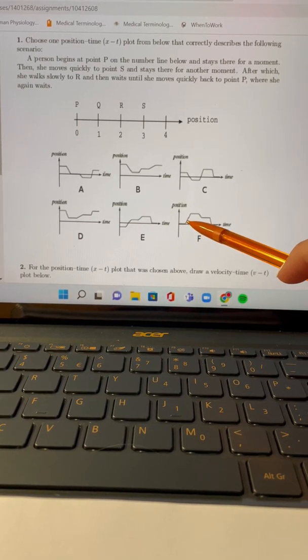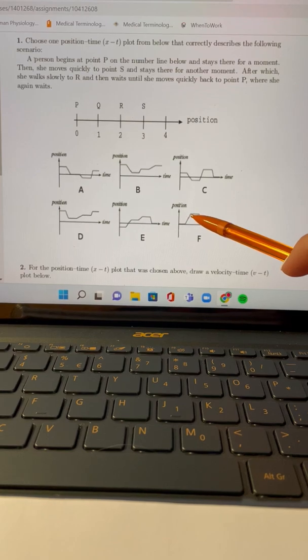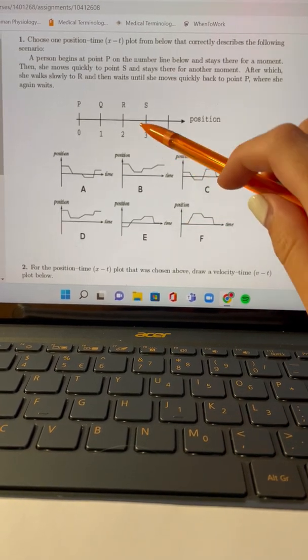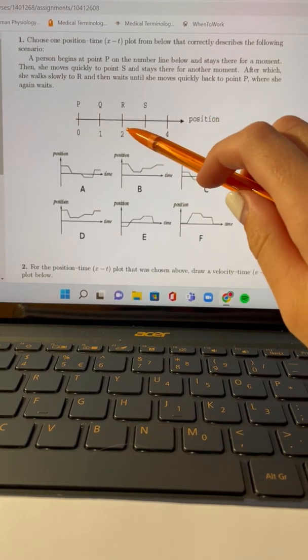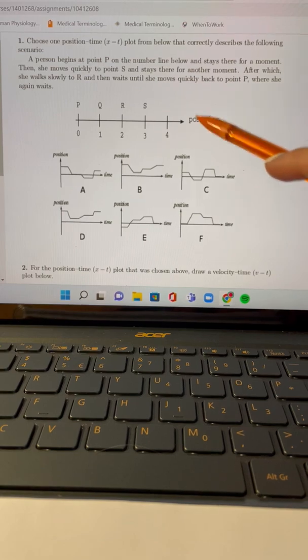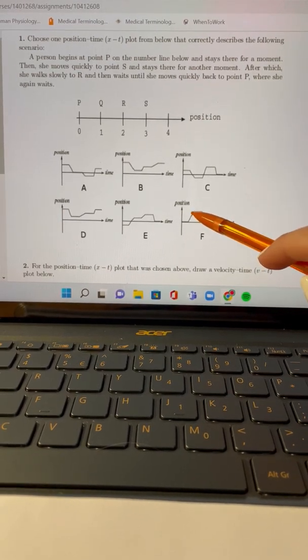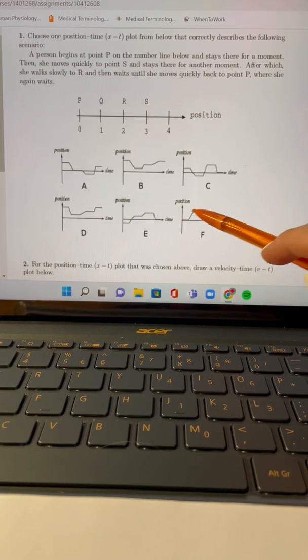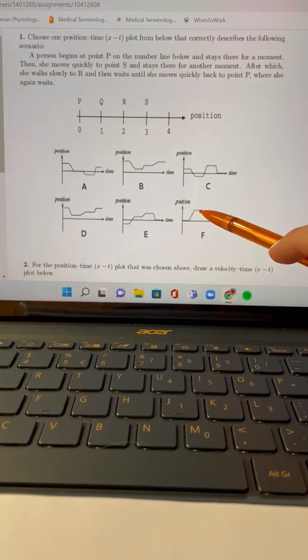Then they quickly move from point P to point S, which means a quick elevation in her distance, since S is much farther than the other 2 points within the motion diagram. She then stands at point S for a moment, and after she stands, that means the position doesn't change.